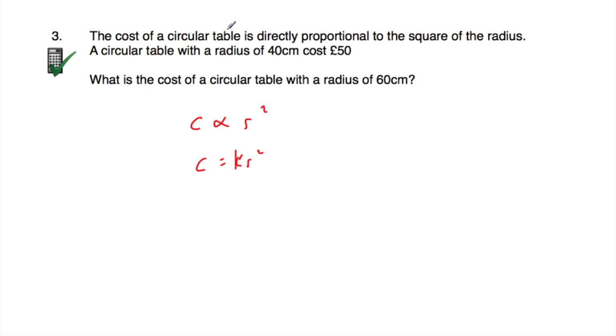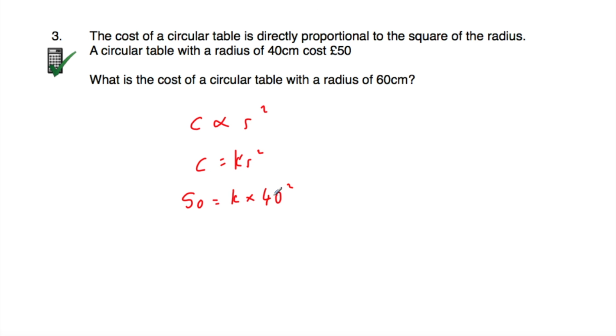Okay, next we've got some information here. We're told that when the radius is 40 centimetres, the cost is £50. So let's substitute that in. The cost is £50, that's 50, is equal to the constant of proportionality, so that's what we're trying to find out, multiplied by the radius squared, so that's going to be 40 squared.